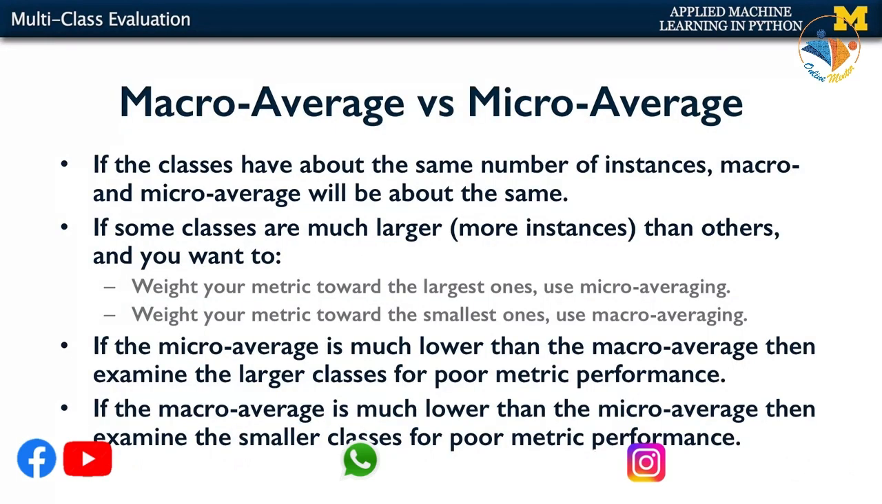If the classes have about the same number of instances, macro and micro average will be about the same. If some classes are much larger, have more instances than others, and you want to weight your metric toward the largest ones, use micro averaging. If you want to weight your metric towards the smallest classes, use macro averaging. If the micro average is much lower than the macro average, then examine the larger classes for poor metric performance. If the macro average is much lower than the micro average, then you should examine the smaller classes to see why they have poor metric performance.